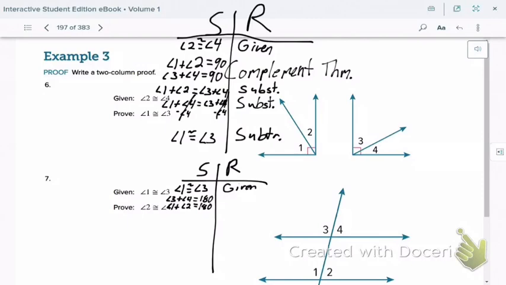Okay, do you see how 6 and 7 are going to be very similar? We use a different number. That's okay. What word tells us that? You guys were using linear pair, which is really close, but if number 6 was the complement theorem, what do you think number 7 is? Yes, supplement theorem.